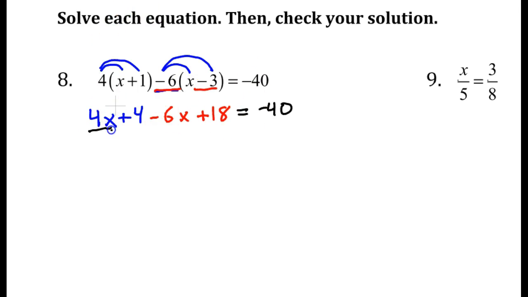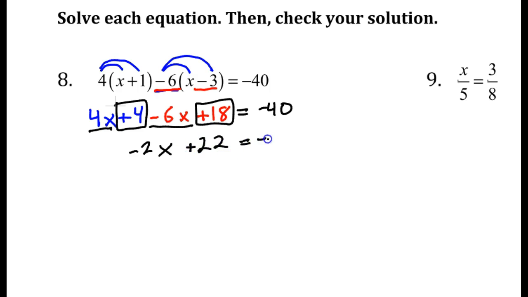Alright, we have these two on the same side. I'm going to combine them. And I have +4 and +18 on the same side. So 4x minus 6x is -2x. 4 plus 18 is 22. That equals -40. And now we can finish. Subtract 22 on both sides.